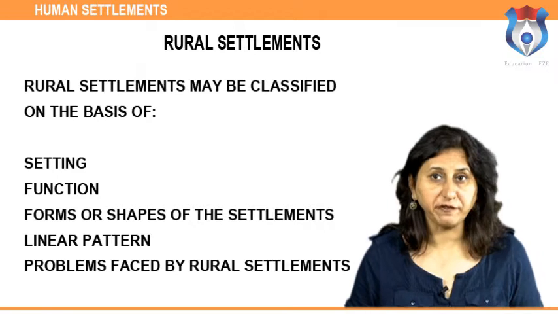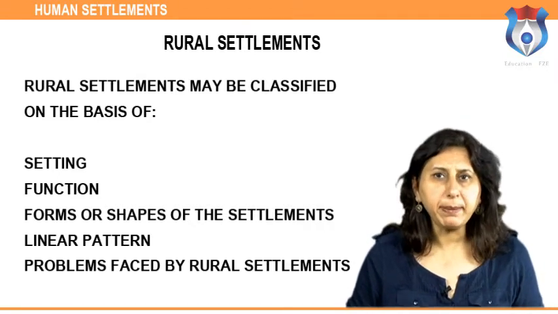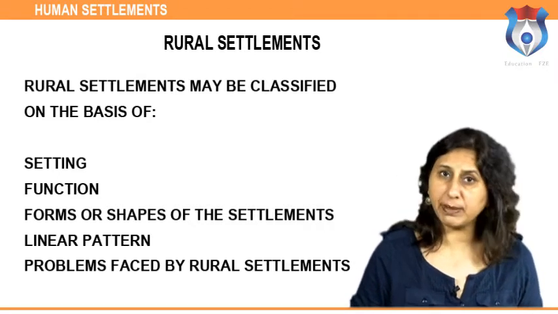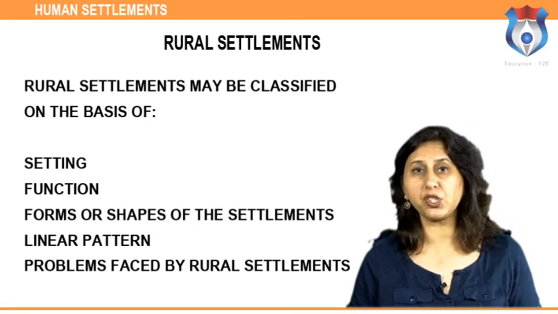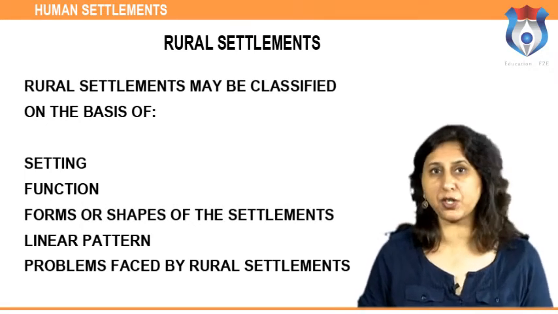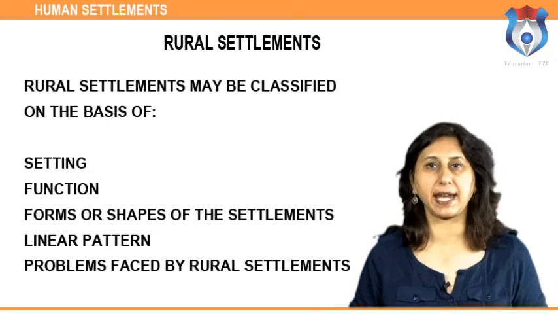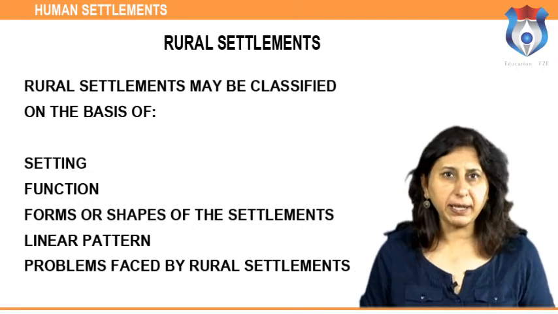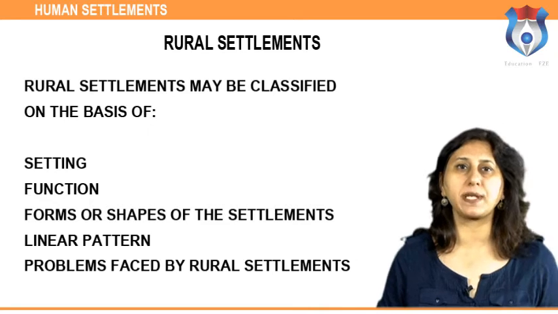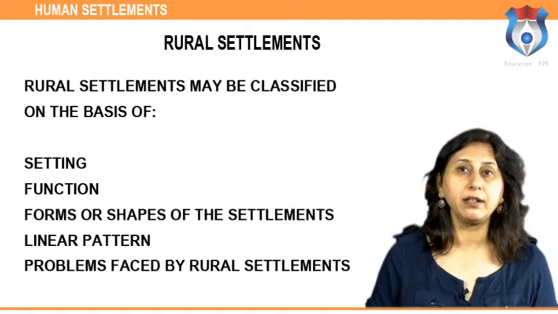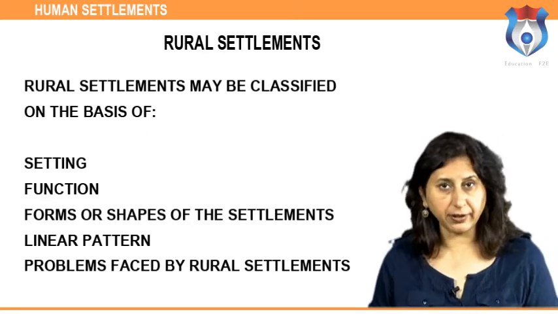On the basis of functions, there may be farming villages, fishermen's villages, lumberjack villages, pastoral villages, etc. On the basis of forms or shapes of the settlements, these may be a number of geometrical forms and shapes such as linear, rectangular, circular, etc.